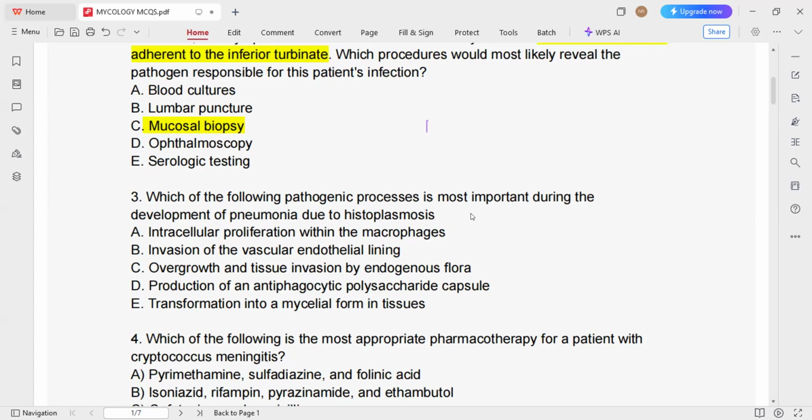Okay. So for histoplasmosis, what's the answer here? Number 3.